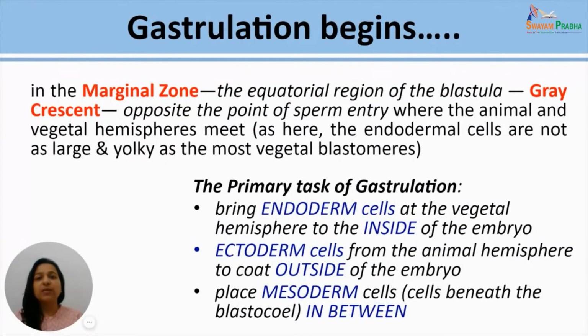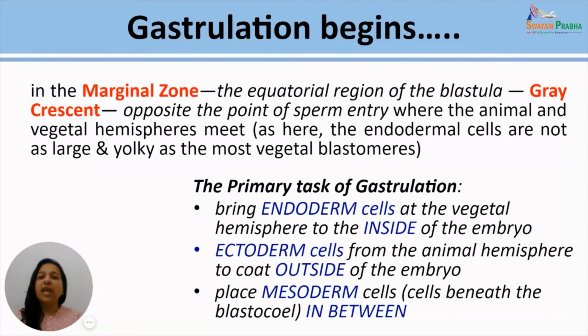Now, after mid-blastula transition, the gastrulation will begin. Where does gastrulation begin in Xenopus? In the marginal zone or the equatorial region of the blastula. In the amphibian embryos, where the Gray Crescent is also present, the region is precisely the Gray Crescent, where gastrulation will begin. This region is directly opposite the point of sperm entry.